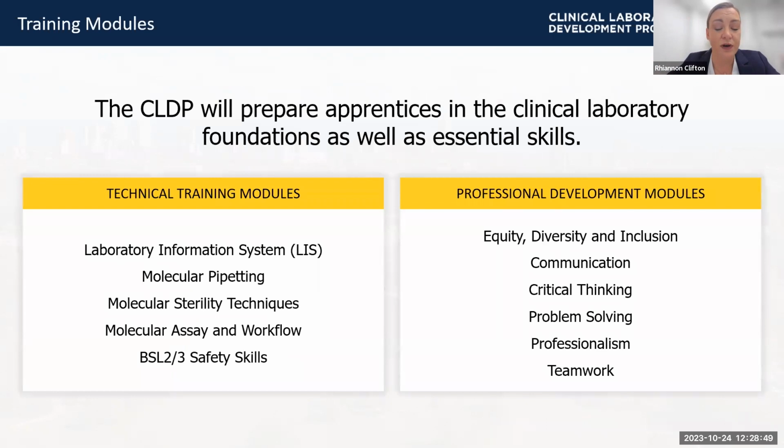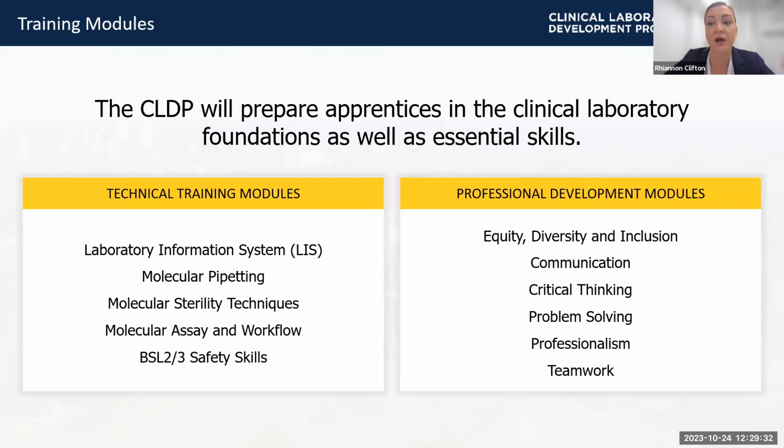Here is an overview of the training modules, both on the science and technology lab side, as well as the professional development modules. We'll go into a little bit more detail on the lab side in the next slide, but on the professional development side, you'll see the information that we had reflected in some of the feedback we'd gotten from the folks that we trained at SHIELD, as well as from research that we've been doing with our potential laboratory partners on areas of importance for them. And here you see diversity, equity, and inclusion, communication, critical thinking, problem solving, professionalism, and teamwork.